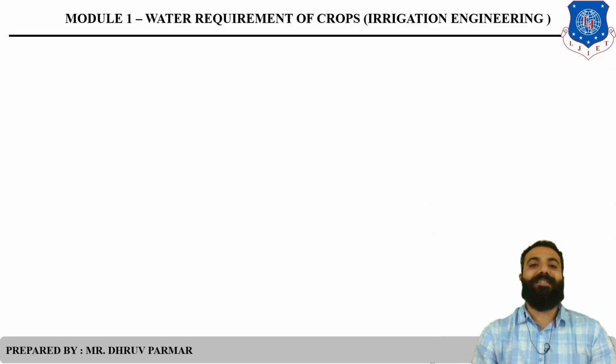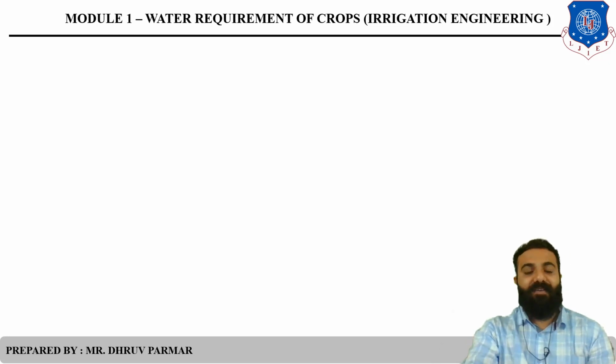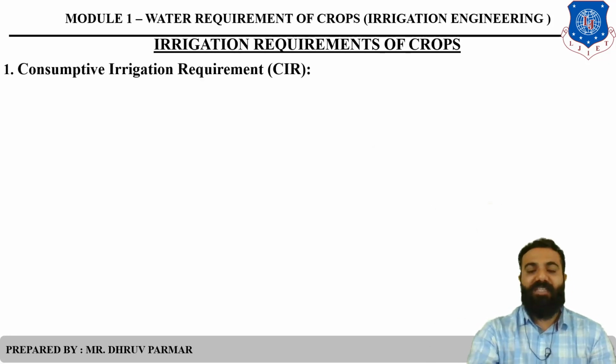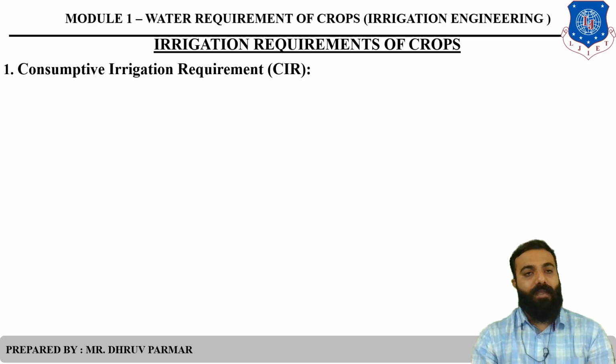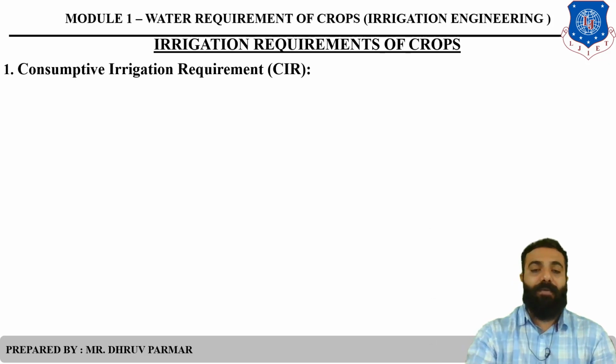So in the previous lecture, we discussed the assessment of irrigation methods and how to find the conservative use of water. In this lecture, we discuss the last theory of our chapter, called irrigation requirement of crop. There are four types of irrigation requirement, as I discussed. The first one is the conservative irrigation requirement, in short form called CIR. Please remember that.